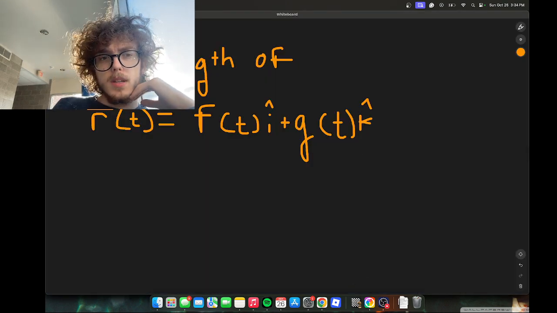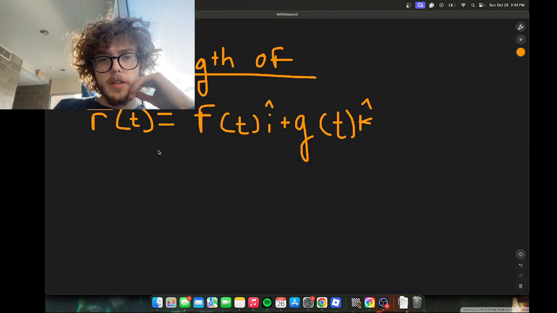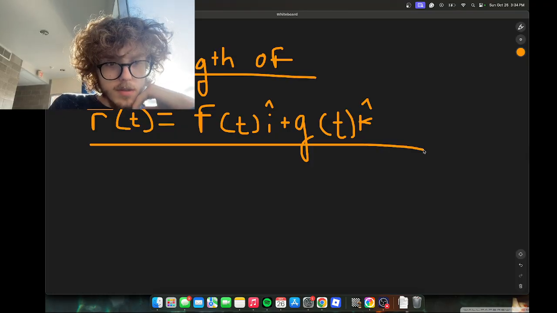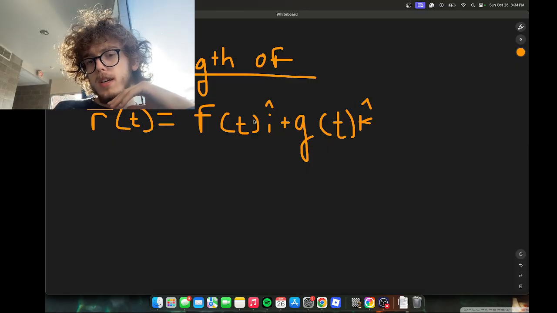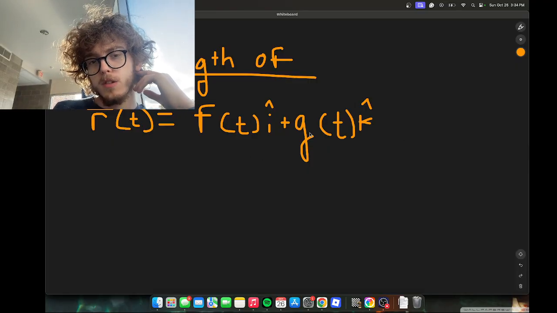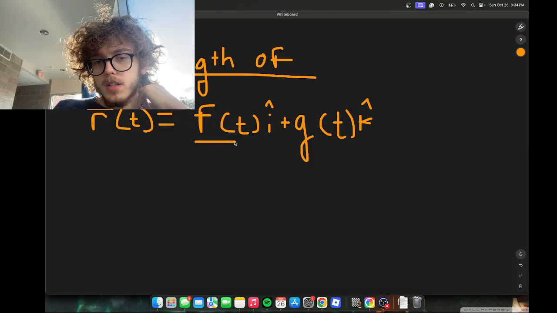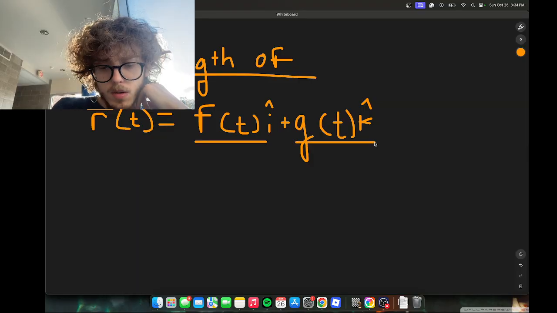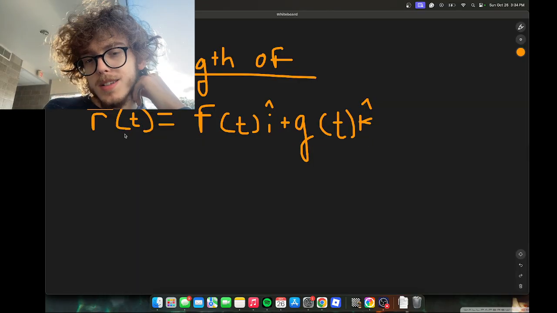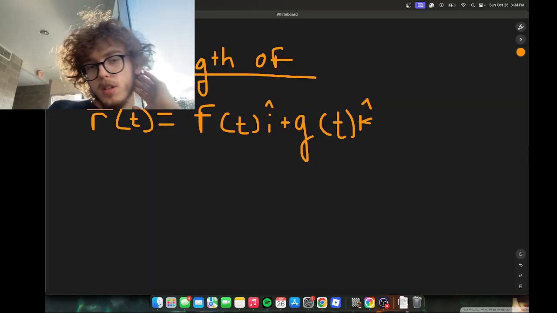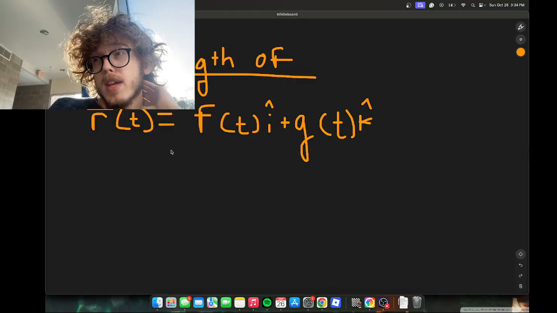Hello everyone. Let's talk about arc length of a vector function, r of t. Let's restrict this vector function to 2D just so it makes sense here. So we have some vector function where there's an x component and there's a y component. And we're asked, why do we re-parameterize this vector function? So let's go through that now.